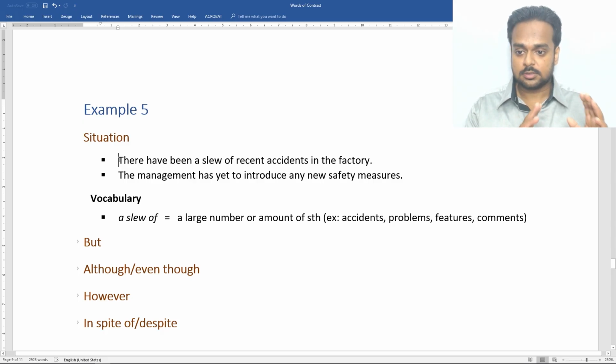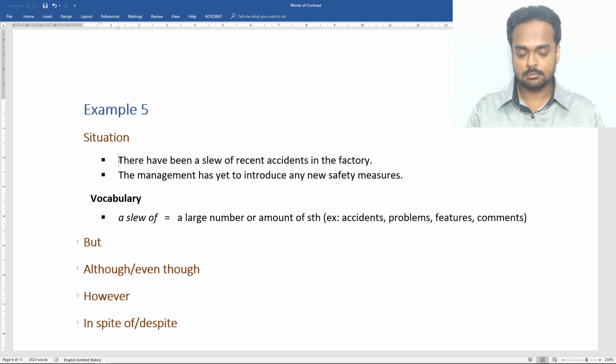Still, the management has yet to introduce, meaning the management has not yet introduced any new safety measures to protect the workers. All right, write out the sentences.